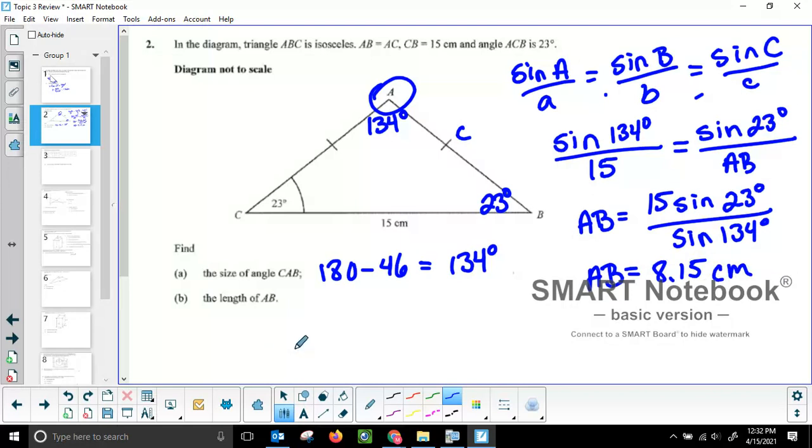And again, IB is kind of weird about some things sometimes. A lot of times they ask these questions so that you don't have to include the unit of measure. A lot of times they'll ask, how many centimeters is length AB? If they phrase the question like that, then you don't have to write centimeters. But if they just ask the length of AB, you actually have to write centimeters because without the centimeters there, who knows what 8.15 means? So IB is a stickler about some weird things.